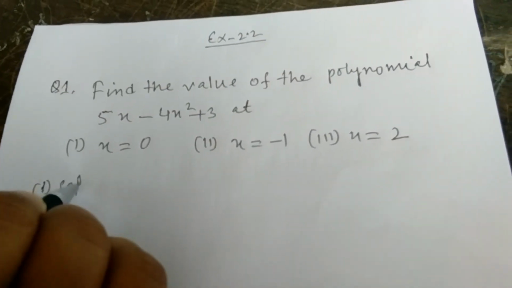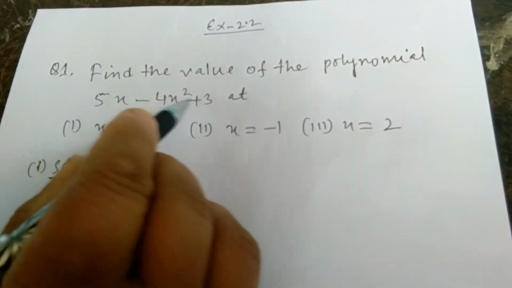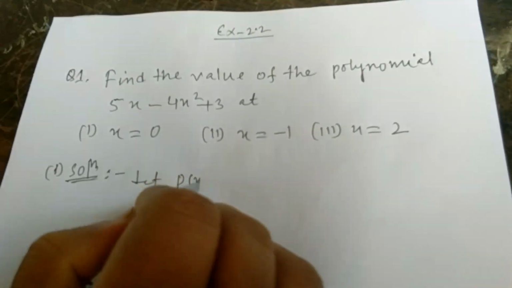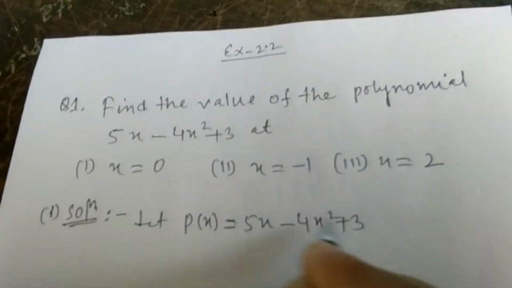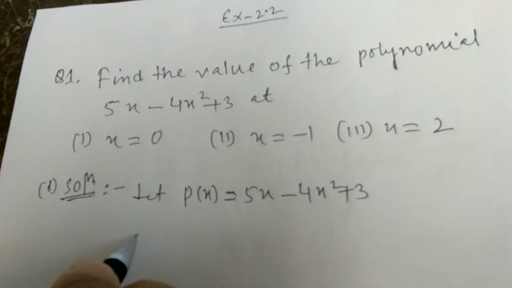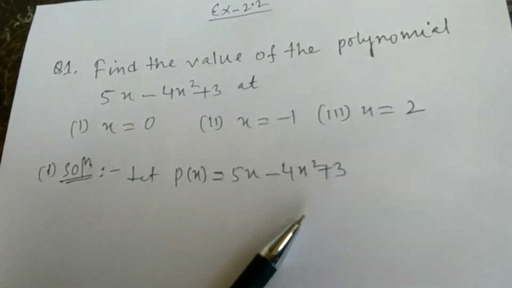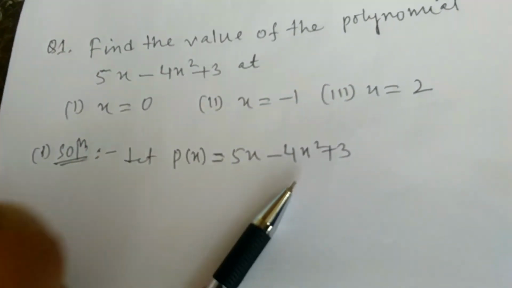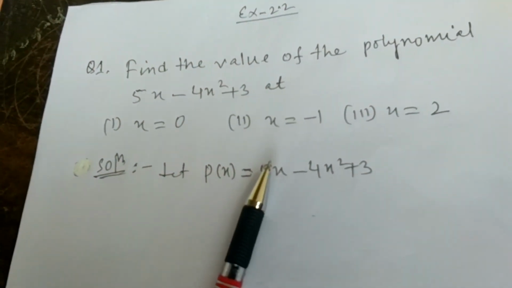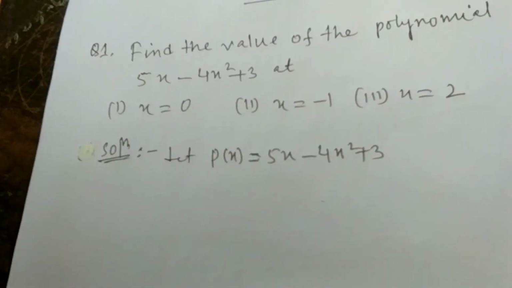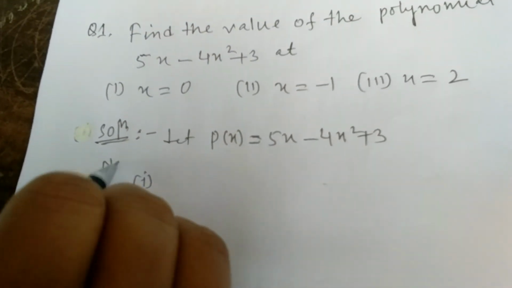Number 1 solution. It is very easy. How to solve? You see, first you take this polynomial as p(x). Let p(x) equal to 5x minus 4x square plus 3. So we have taken the polynomial as p(x). Now we'll do number 1, one by one.